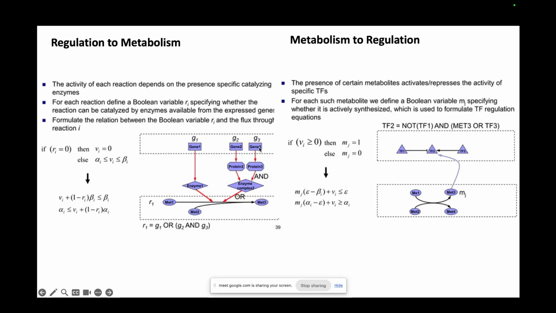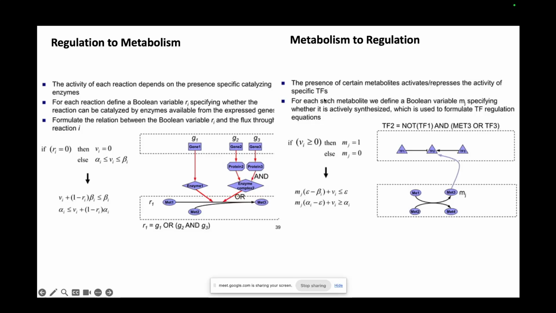You have three genes involved here: G1, G2, G3. G1 is creating an enzyme, and G2 and G3 are creating two proteins, which form a protein complex together, which forms another enzyme. Either of these, enzyme 1 or enzyme complex 2, can control this reaction, or help the reaction to proceed. The condition here is: G1 is expressed and forms enzyme 1, which is enough by itself. Or you have G2 and G3 to form enzyme complex 2. So the condition is G1 or (G2 and G3). I hope this is clear. This is your regulatory condition.